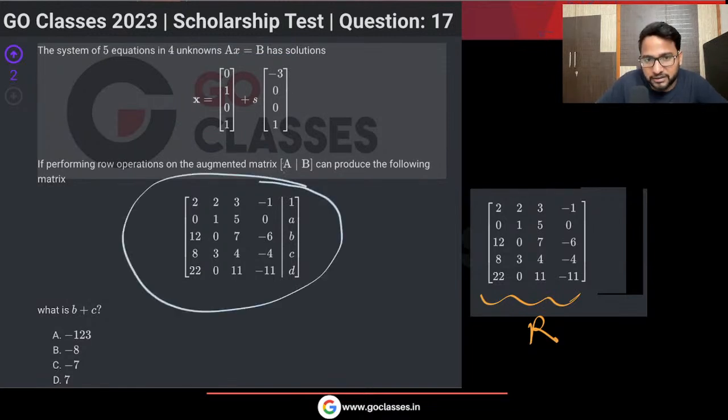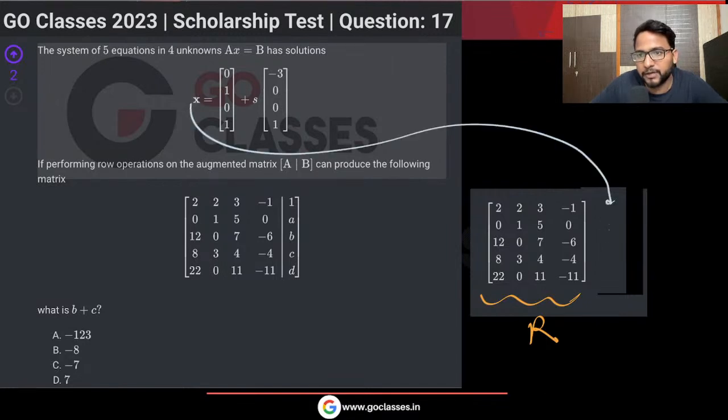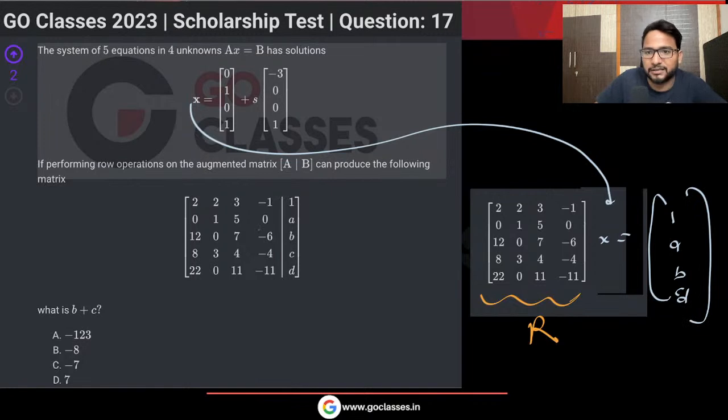I mean this particular matrix R into the same x must be having the same b, whatever we are having here. So basically you can put this x, multiply with the R, and then you can compare a, b, c, d. Let me take one of the x. You can put s equal to 0, and then you will be getting one of the x, by putting s equal to 0.